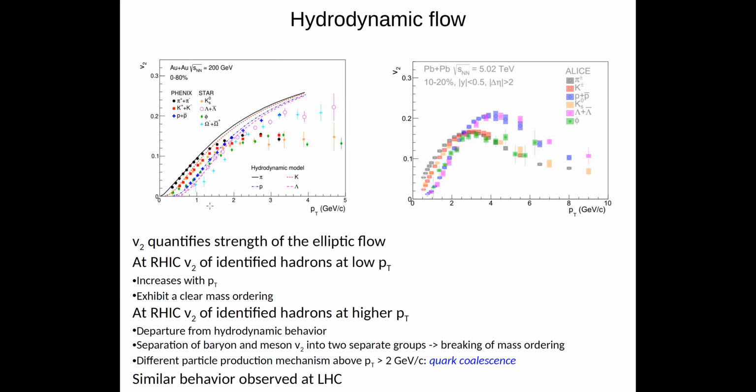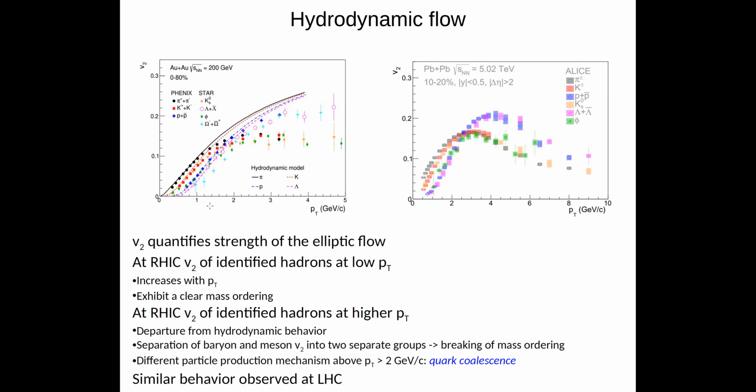However, at higher pT, what we see is a departure from the hydrodynamic behavior. This mass ordering is broken at high pT, and we see that there is a separation between baryon V2 and meson V2; they are separated into two branches, into separate groups. This is known as the breaking of the mass ordering. And what could be the reason for that?